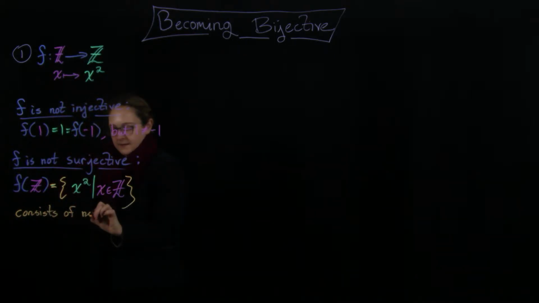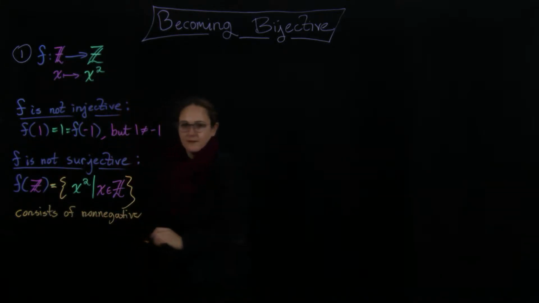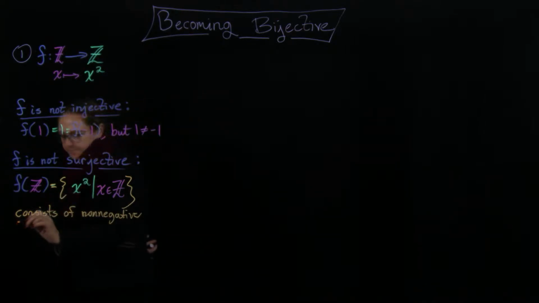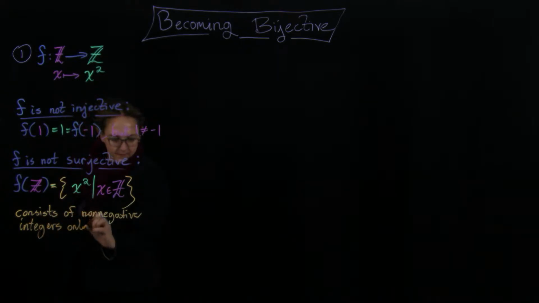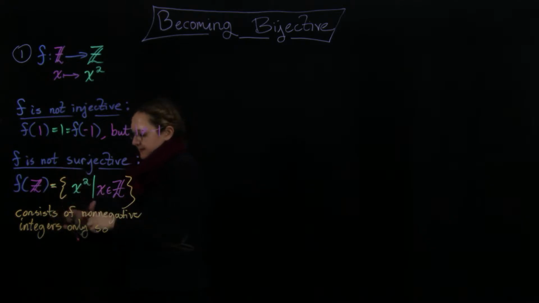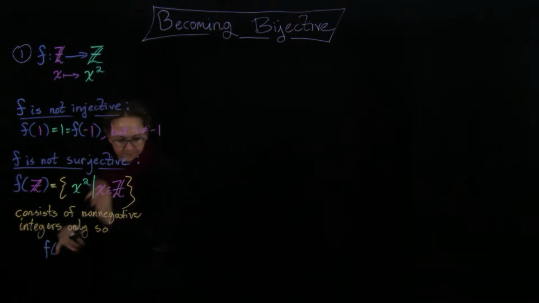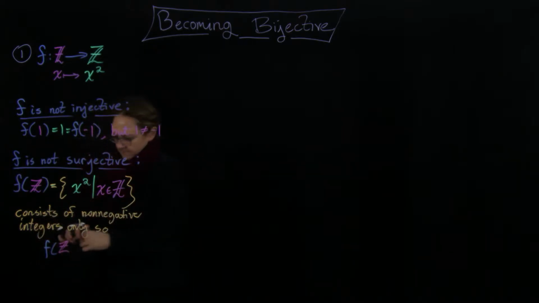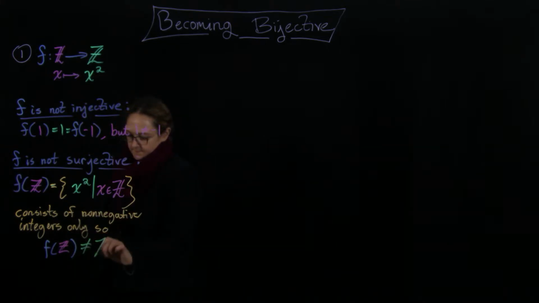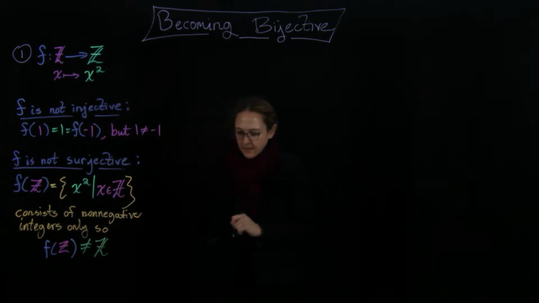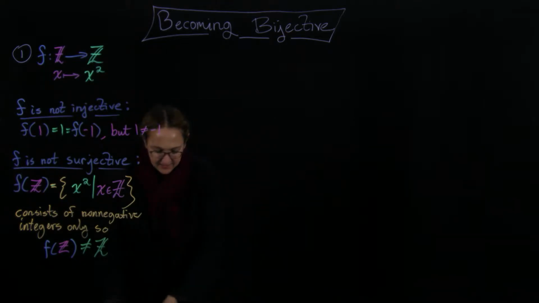So this consists of non-negative integers only. That means if I take f of Z, I do not actually get the codomain. So this does not equal the codomain.